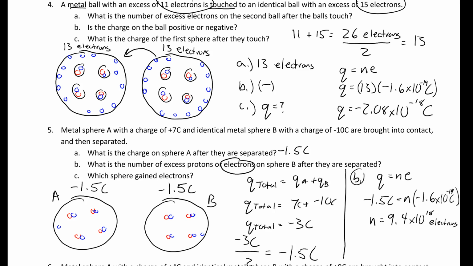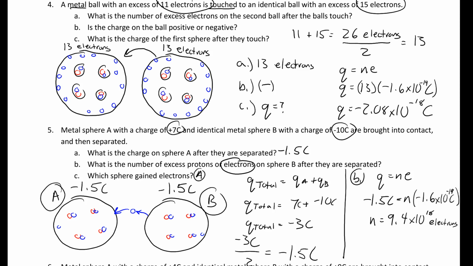So it says, which sphere gained electrons? If you'll remember, sphere A started out as positive. It was deficient in electrons. And sphere B had plenty of electrons to give away. You could tell because this is positive and this is negative, sphere B has a lot of electrons to give away. So the electrons were actually transferred from sphere B to sphere A. So which sphere gained electrons? A gained electrons, and sphere B lost electrons.